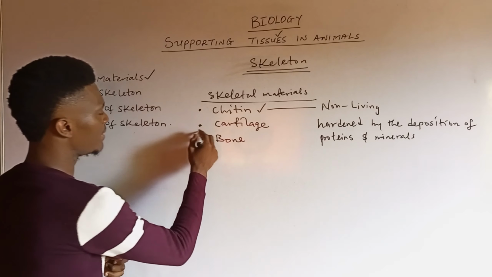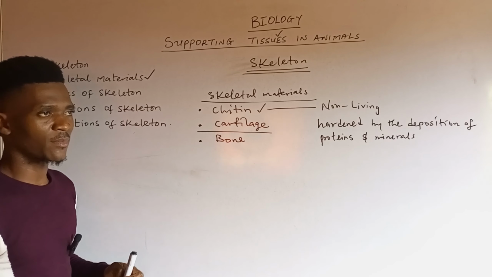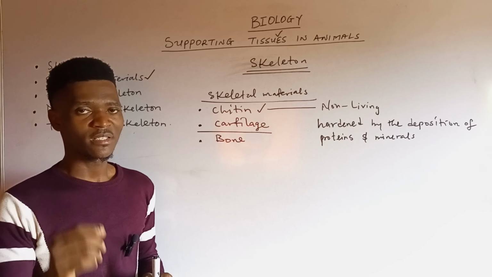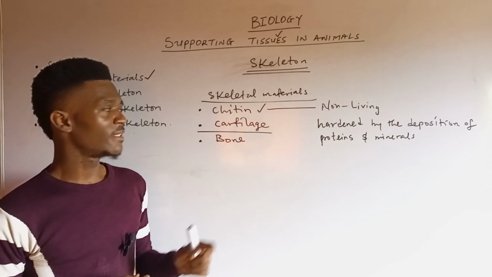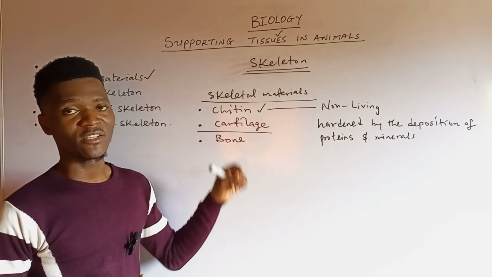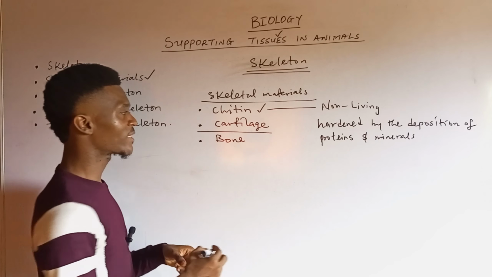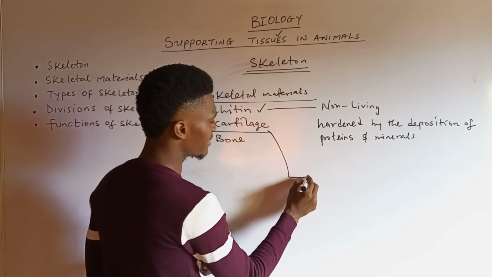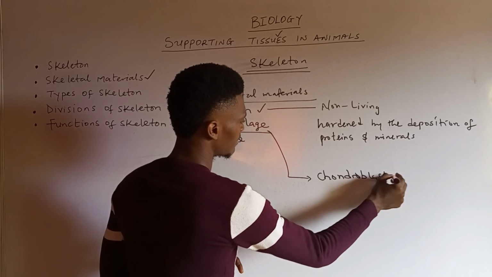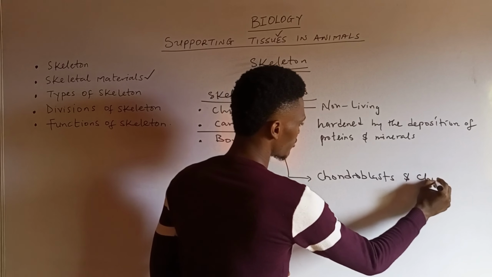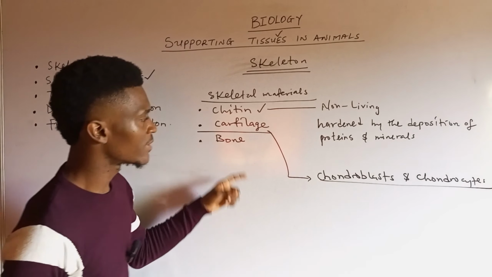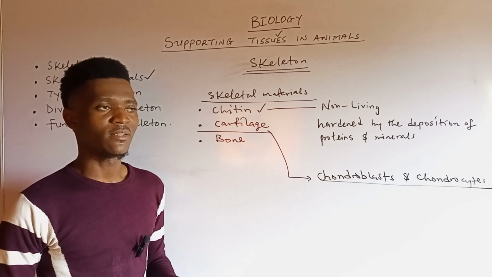Now, cartilage is similar to chitin in terms of its form, in that it is a light, flexible, and tough skeletal material. Though it differs from chitin in that it is made up of living cells, hence we can say that cartilage is living. And what are the living cells that are found in cartilage? They include the chondroblasts and the chondrocytes. So these are considered to be the living cells that are present in cartilage.